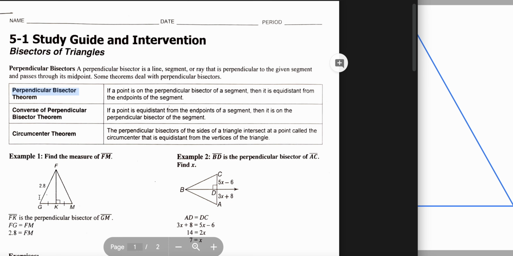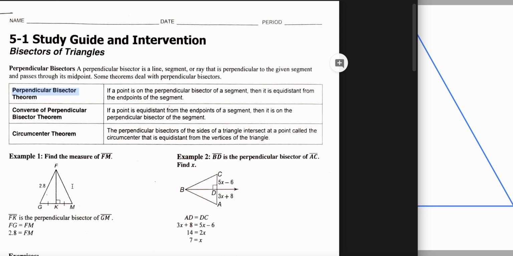Namely, FGK is congruent to FMK. Okay, so the base angles are congruent. That brings us to the converse isosceles triangle theorem, which says if you've got the two base angles congruent, then the sides are congruent. So FG is congruent to FM, right? And so yes, this is an easy problem. We could just say that FM is equal to 2.8.